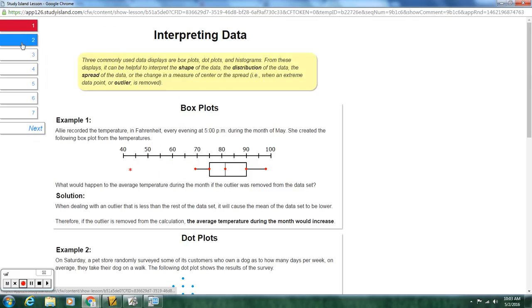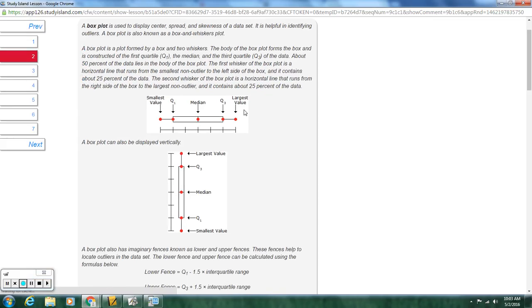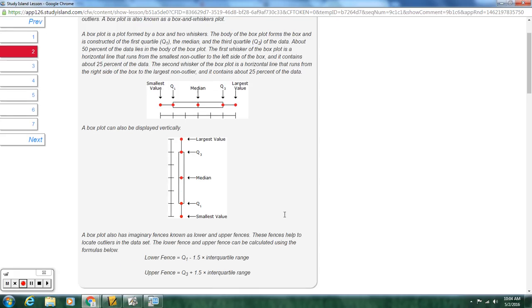Okay, I'm going to go to number 2. Interpreting data. Alright, so here's what I was talking about before, and you've already got this in your notes. Box plots can be displayed horizontally or vertically. Same thing, no matter which way they turn them. You've already got your smallest value, your minimum, your Q1, median, Q2, largest value. Just got to be careful when it's going vertical. It's not like they've taken this and put this up high. Remember, the highest point is going to be your largest value, so just don't be discouraged about that.